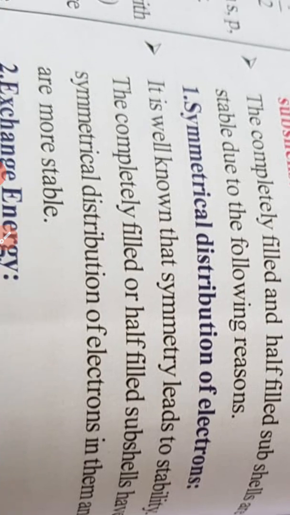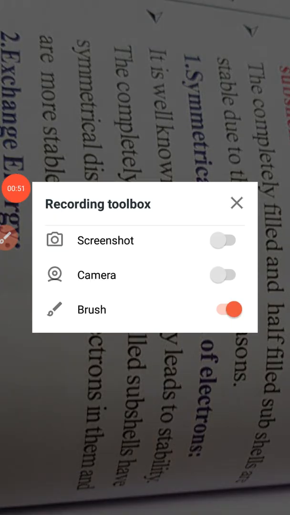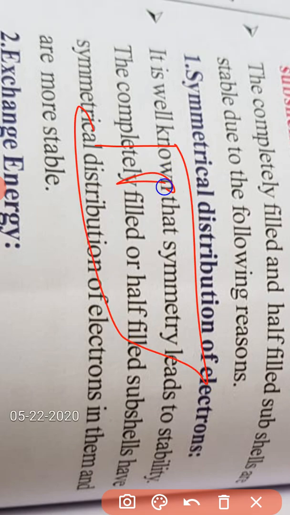It is well known that symmetry leads to stability. Completely filled or half filled subshells have symmetrical distribution of electrons in them, which will be more stable. See, I'll show you this symmetry. If you take p orbital, this is px, py, pz.